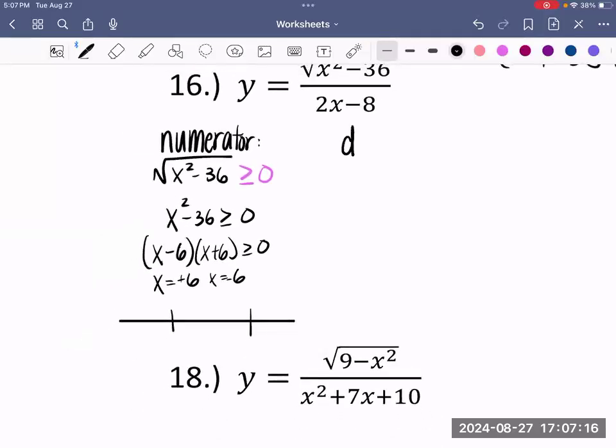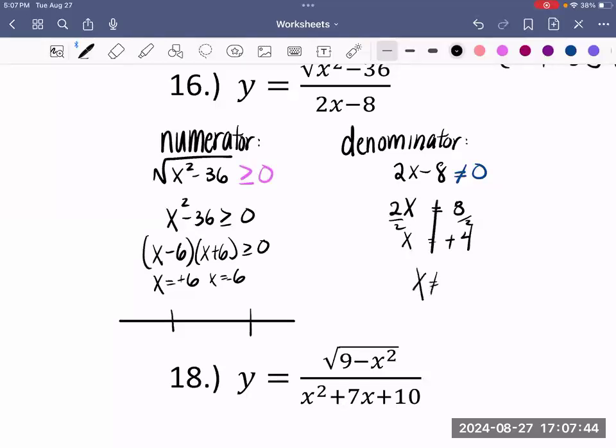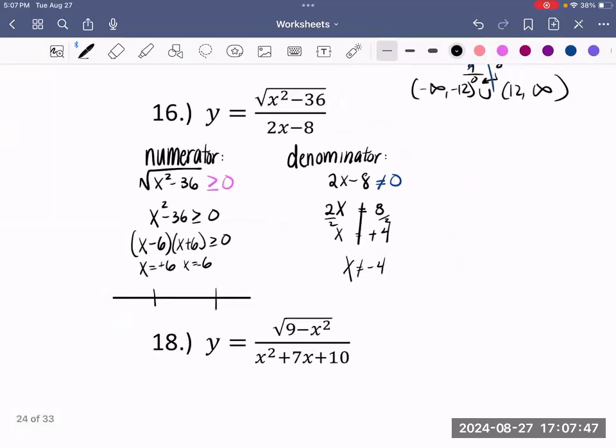And then taking a look at your denominator, we have 2x minus 8. How would you approach this one? Well, in your denominator, we just can't be 0. So we're looking at 2x is equal to 8. So x is equal to positive 4 when you divide by 2. So we don't want this to happen. So we need to avoid positive 4. So we know positive 4, we have to skip.